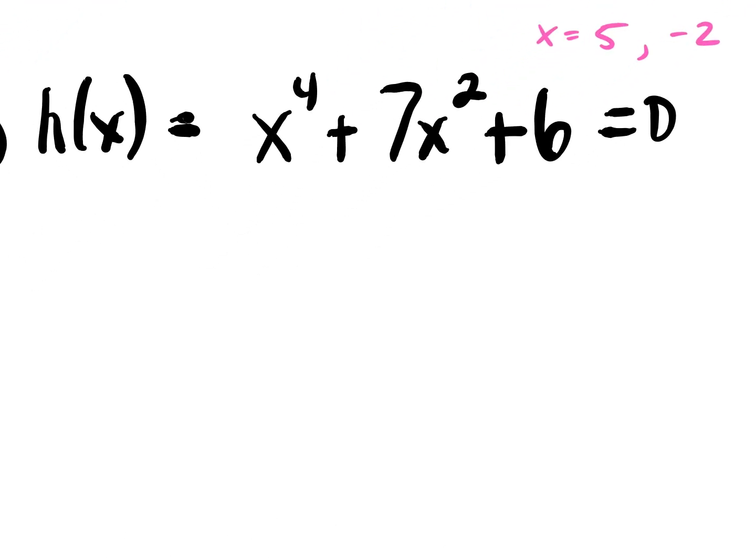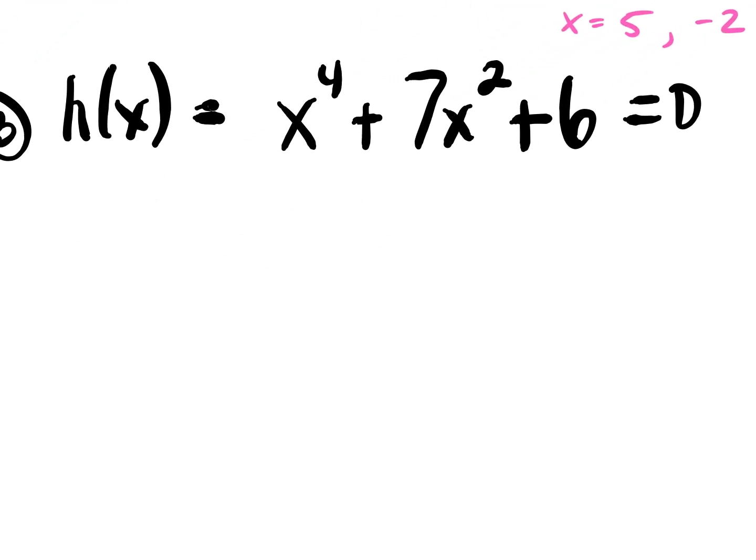What can we do for 3? Yeah, but our a is 1, so we just factor it normally. What are 2 factors of 6 that add to 7? 6 and 1. But instead of writing x plus 6 and x plus 1, since we started with x to the 4th power, and our middle term is x squared, it's going to be x squared plus 6 and x squared plus 1.